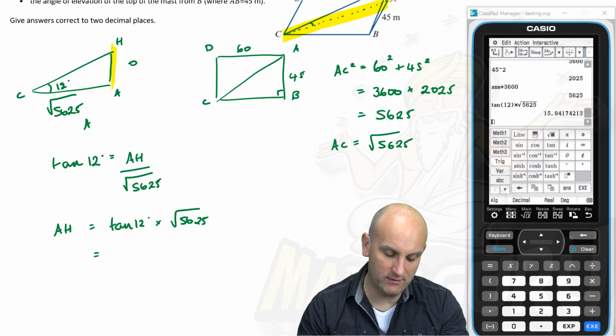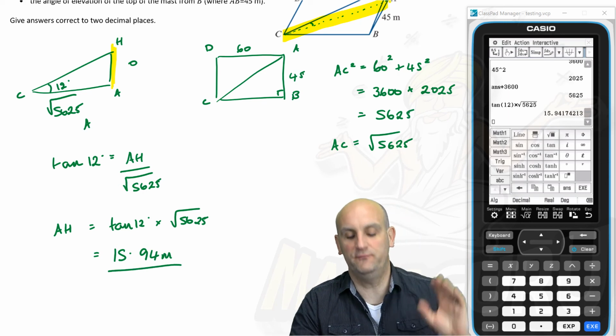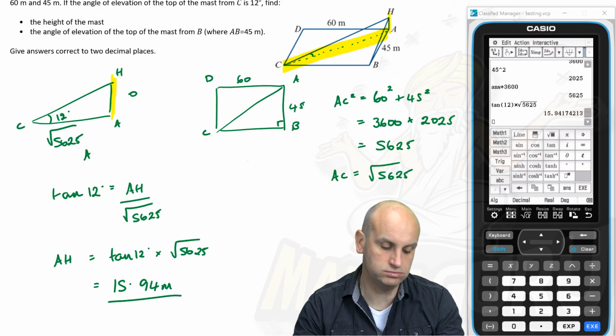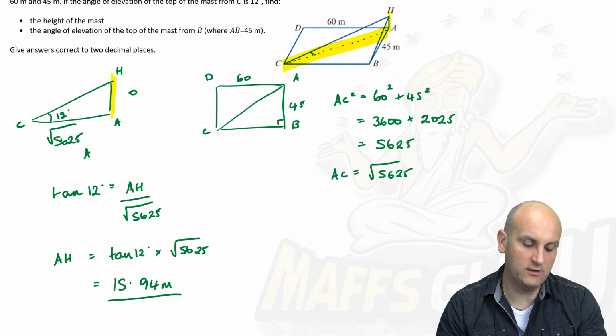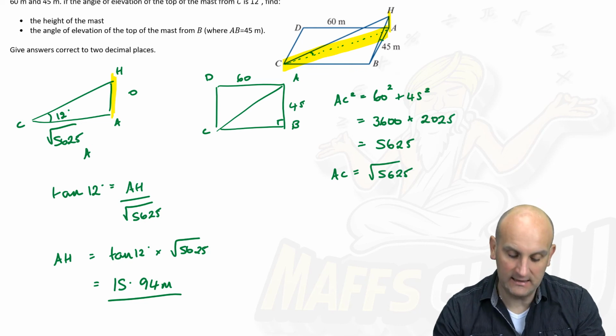So there we go. We now know that the length of AH is 15.94, and it says give answers correct to 2 decimal places, in meters. So my mast is 15.94 meters high. Whew. Let's minimize my calculator for a moment. What does it go on to say? The angle of elevation of the top of the mast from B. So now it's asking for that little angle in there.